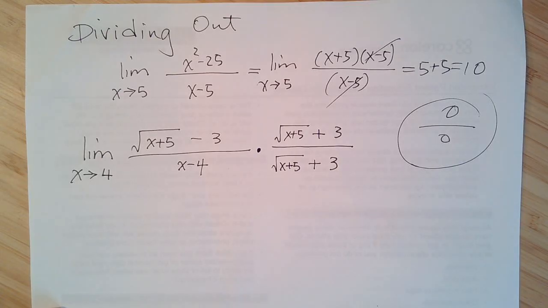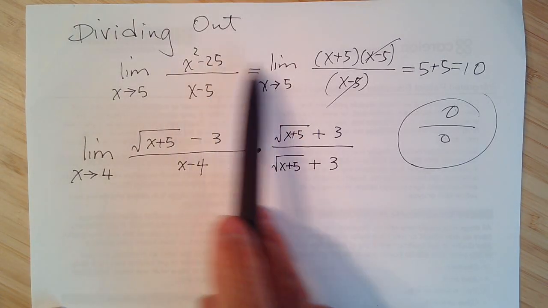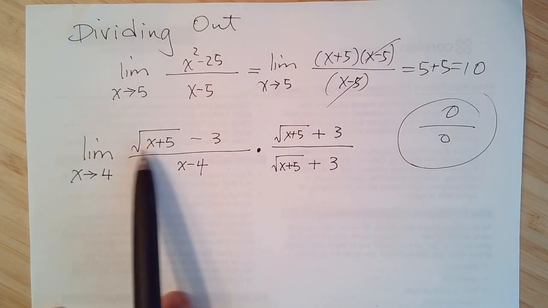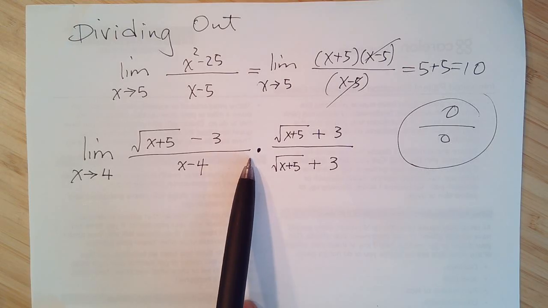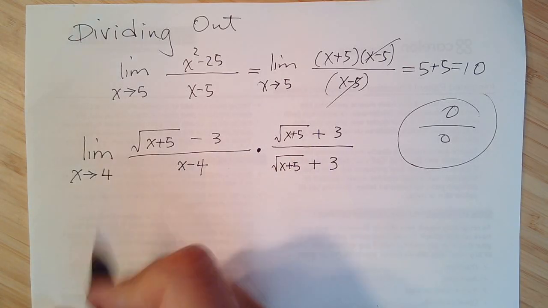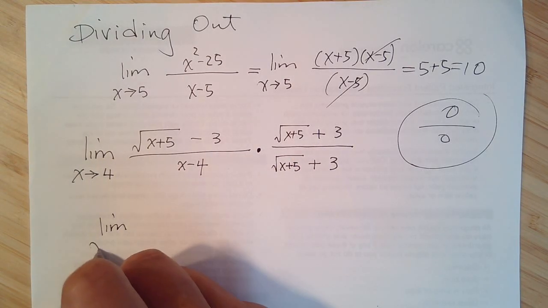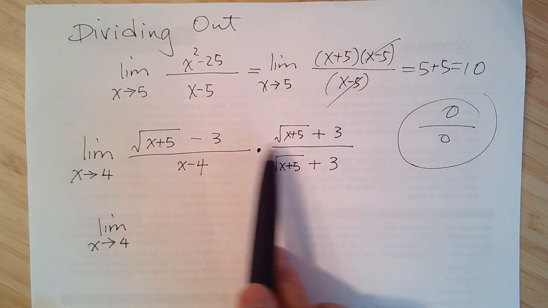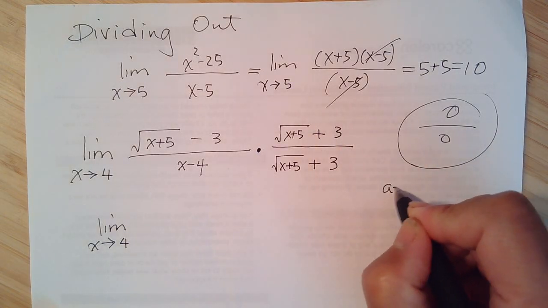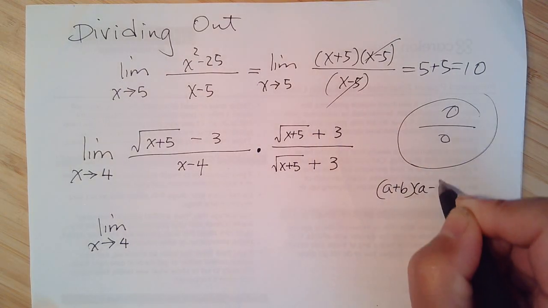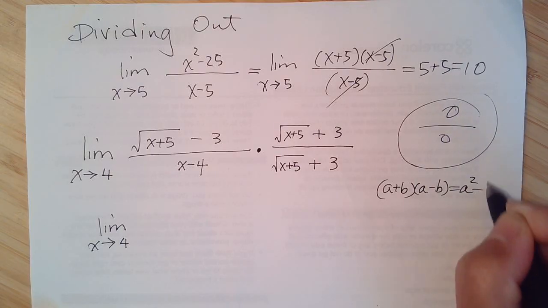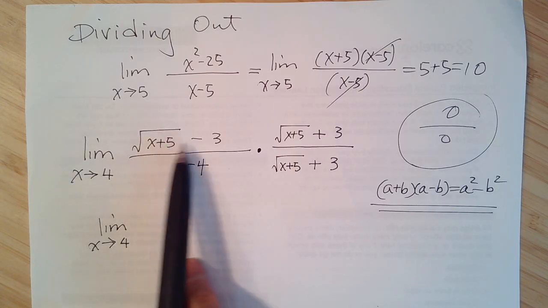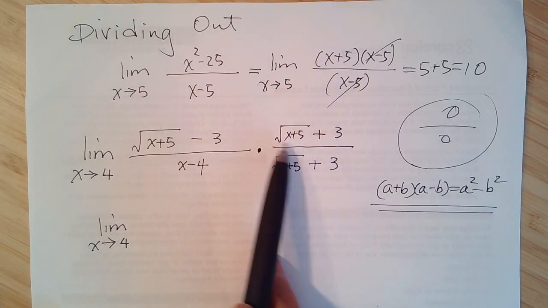We can also call that dividing out, but it's not really. Dividing out means you factor and then you cross out something. This rationalizing happens when you have a square root. You're going to multiply by the same thing on both numerator and denominator. Now let me see what happened. Square root minus 3 times square root plus 3. It's like a plus b times a minus b. That would be a squared minus b squared. So you have to know this very, very well. Therefore, we have a minus b times a plus b, so it's going to be a squared.